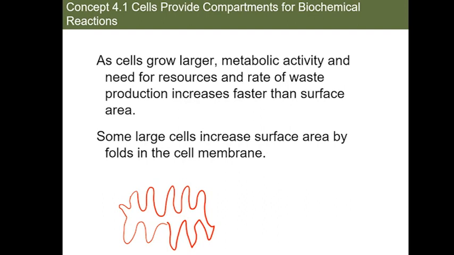Some large cells increase surface area by folds in the cell membrane. So that's what this is. You'll see later in mitochondria, they have an outer membrane, but inside they have cristae, and it looks like this. And they have all those folds to increase surface area to go across.